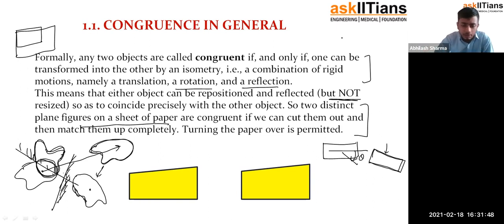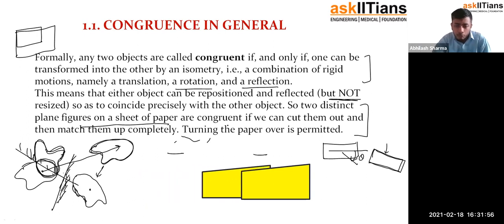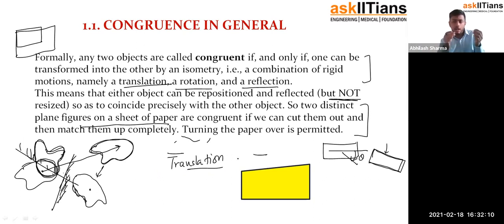Now let us see an animation for these two objects. Okay, these two objects. What about these two objects? They are congruent. Why? Because look, one of them is exactly able to superimpose over the other. And what has taken place? Which of the rigid motions took place here? Translation. So this was an example of translation alone, where I just did a translation of one object to superimpose over the other. So yeah, they are congruent.